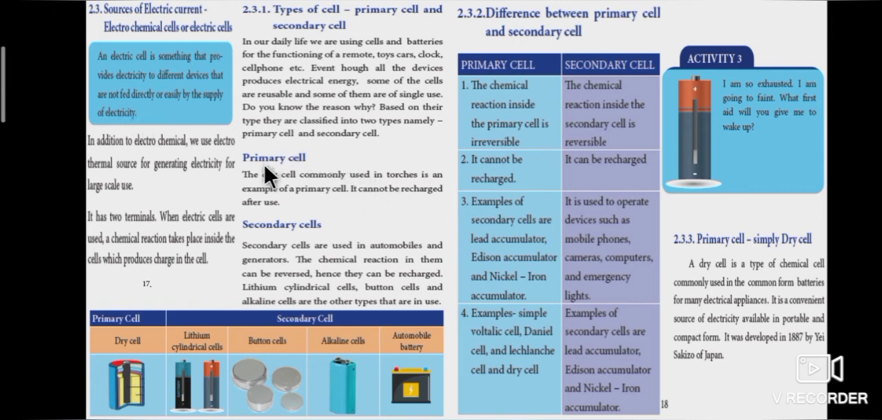What is primary cell? The dry cell commonly used in torches is an example of a primary cell. It cannot be recharged after use. Secondary cells are used in automobiles and generators. The chemical reaction in them can be reversed. Hence, they can be recharged.